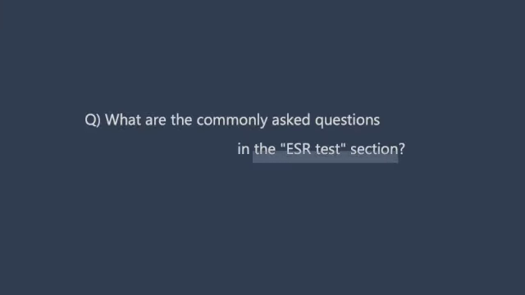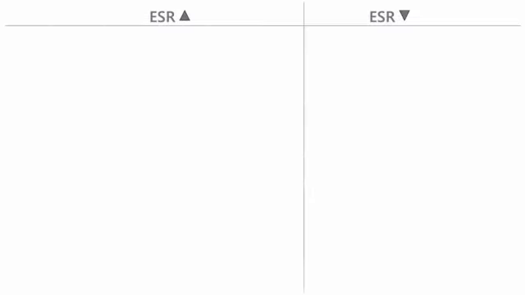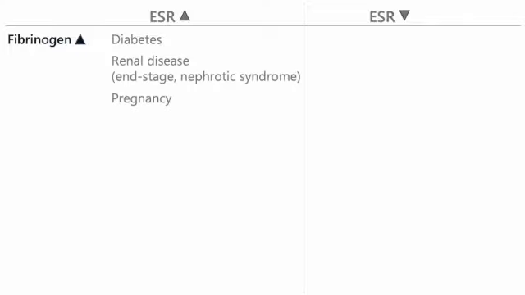What do you think are the commonly asked questions in the ESR test section? What is often asked in tests is when ESR levels rise or fall in certain diseases. If something boosts fibrinogen levels, like diabetes, kidney disease, or pregnancy, the ESR can rise too. And if it shoots up really high, it could mean a few things.